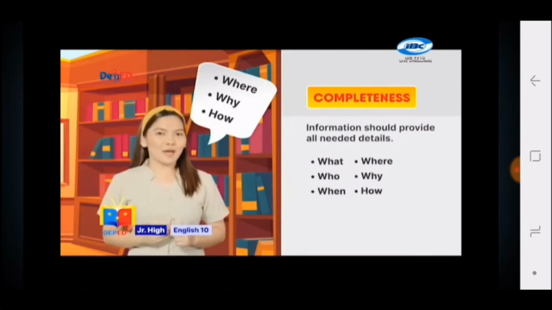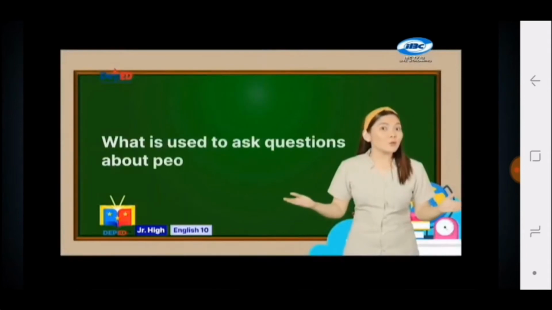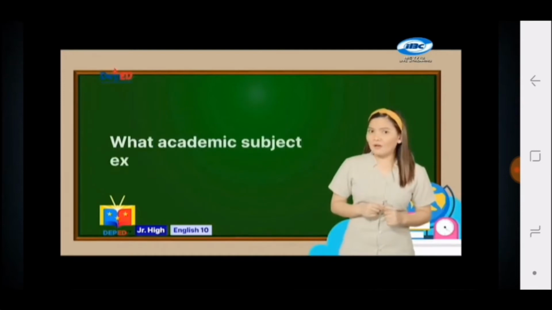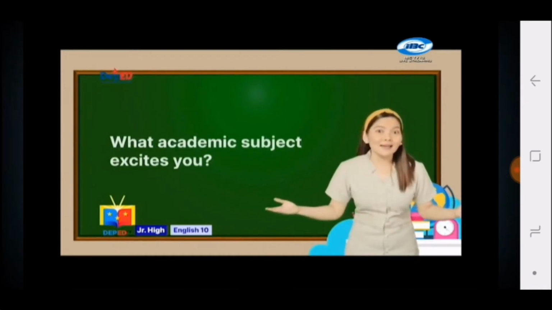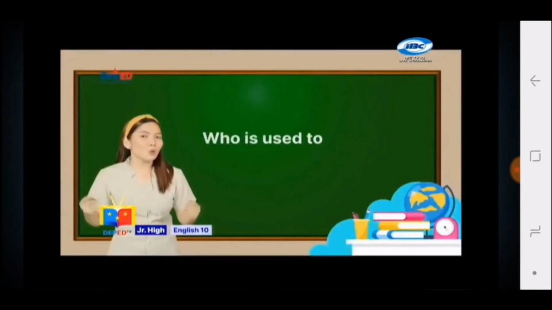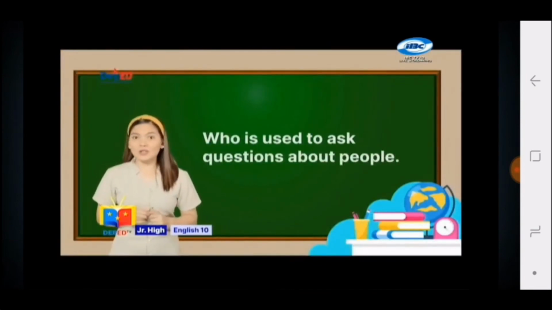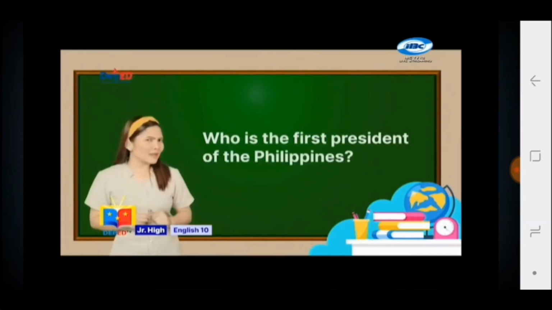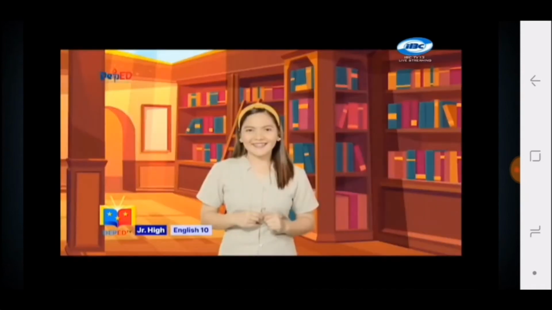Alright, let's review them. What is used to ask questions about people or objects? Like, what academic subject excites you? Mine is none other than English. What about you? Second is who, which is used to ask questions about people. For example, who is the first president of the Philippines? Answer it. Did you say Emilio Aguinaldo? You're right.